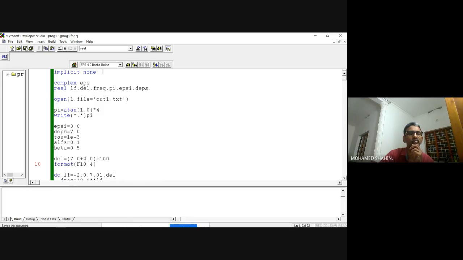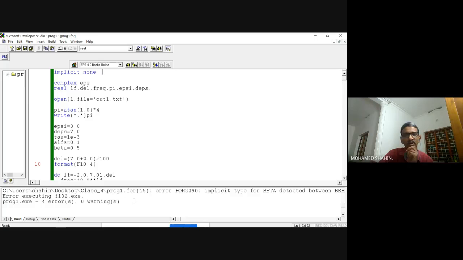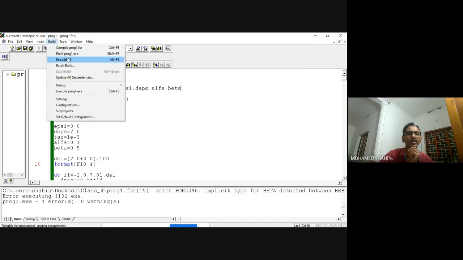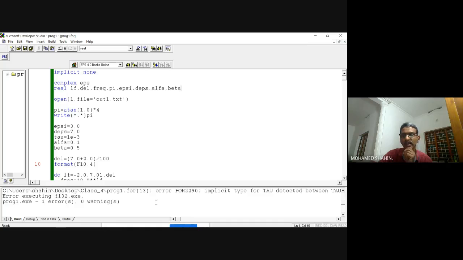This is program 1, saved, build, rebuild all. There are four errors because we have not declared alpha, beta. Now you can see that the build, rebuild all, only one error, tau. Save, build, rebuild all, one error. Invalid imaginary part of complex quantity.